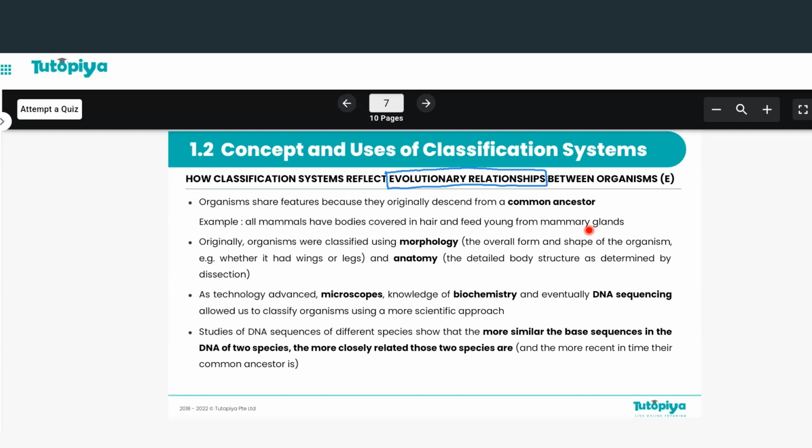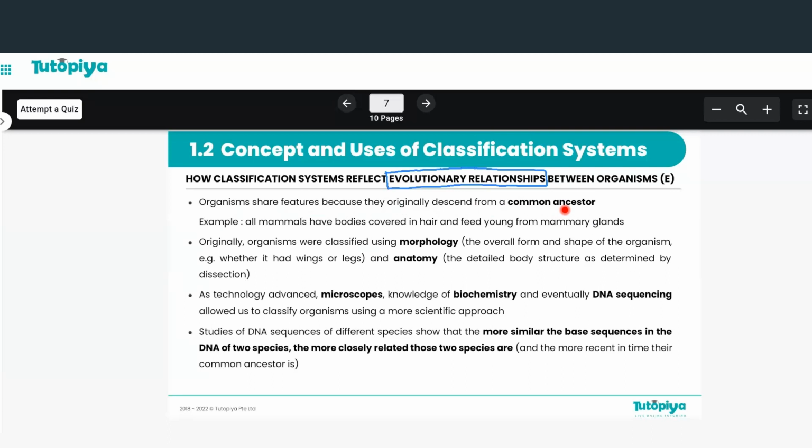How did these common features come about? So basically, the answer is this. It is that all these mammals share these common features because all these organisms have descended from a common ancestor. So organisms share features because they originally descend from a common ancestor, right? So in the case of mammals, it is believed that all mammals descended from a common ancestor that lived about 200 million years ago. So all mammals are related because they share this common ancestor.